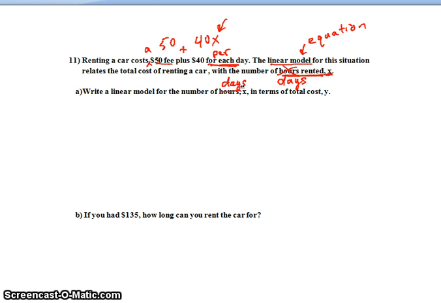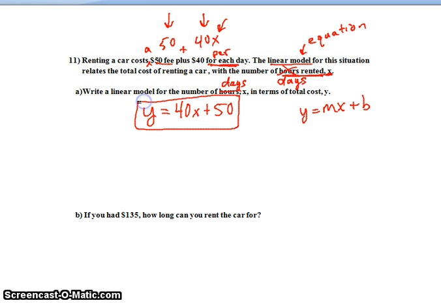Alright, now our total cost y is going to be, well, we have it right up here, 50 plus 40x. But we learned about y equals mx plus b, so let's write it like that. Would we write 50 plus 40x, 40 each day? No, we're going to write the 40x first. 40x plus 50. There it is. There's our model, or also known as our linear equation.